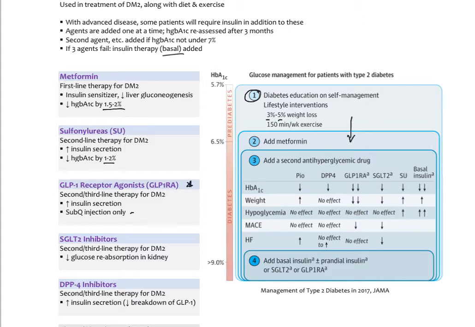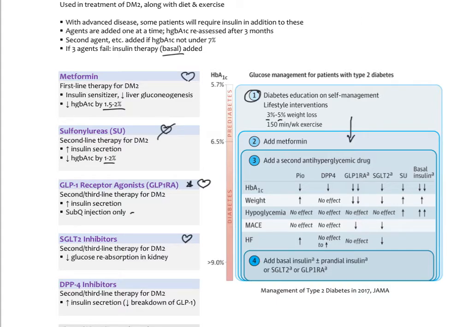But these have been studied, and they also have a cardioprotective effect, just like the GLP-1 receptor agonists. And metformin, I mentioned in the last video, also has a cardioprotective effect. Sulfonylureas do not. They don't inhibit the heart, but they have no cardioprotective effect.